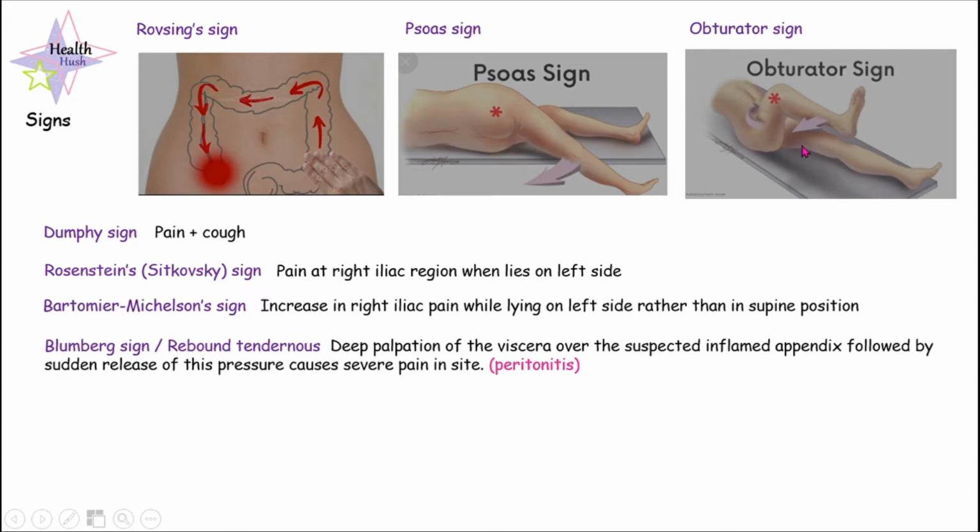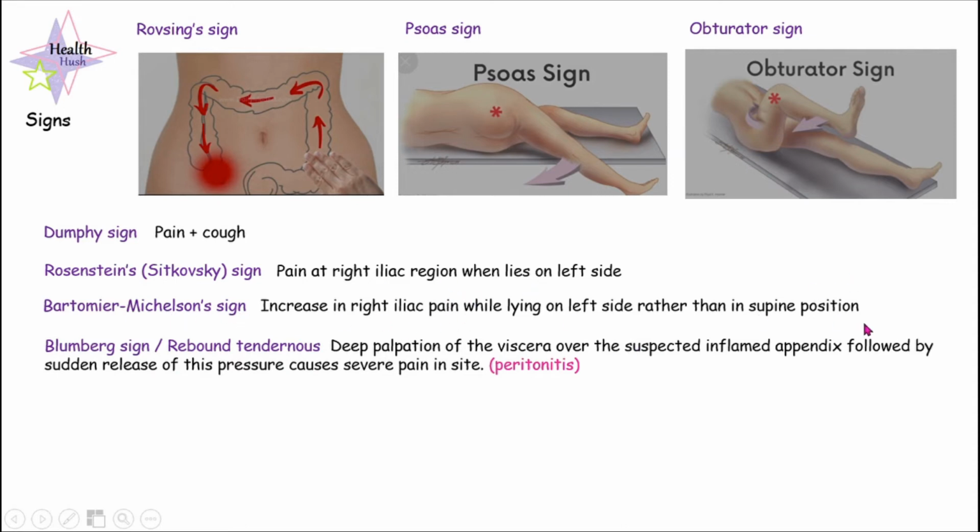And guys, I forgot to mention, to find this obturator sign, we should ask the patient to flex the hip and also do internal rotation. If this causes pain, we consider it a positive obturator sign. And also there can be Dunphy sign, which means the patient has right iliac region pain when they cough. And Rosenstein sign is when the patient lies on their left side, they will have pain at the right iliac region. Next is Bartholomew-Michelson sign.